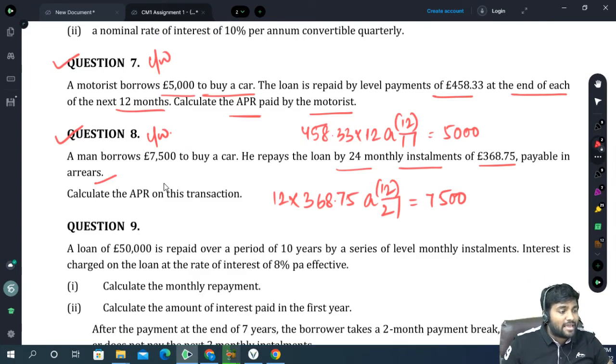What is the difference? APR is just the effective interest. There is no difference between effective interest and APR. Is it okay, Dev Somani?